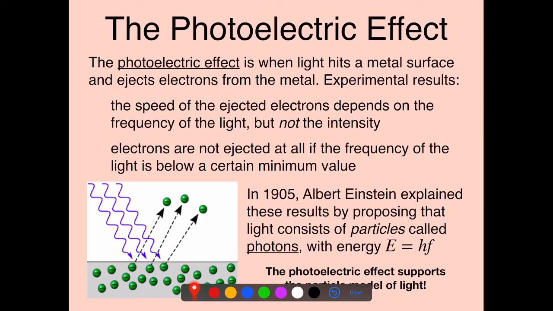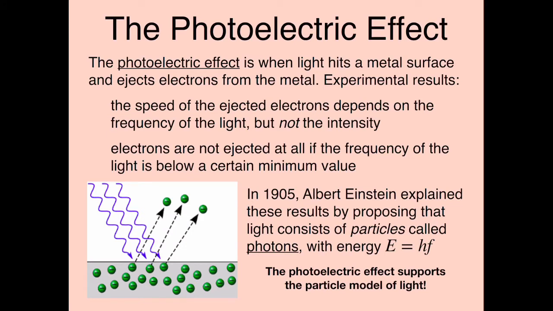Also, electrons are just not ejected at all if the frequency of the light is below a certain minimum value. So if the frequency is high enough, you'll kick electrons out, but if the frequency is too low, then no electrons will be ejected at all. That's sort of the basic picture here.